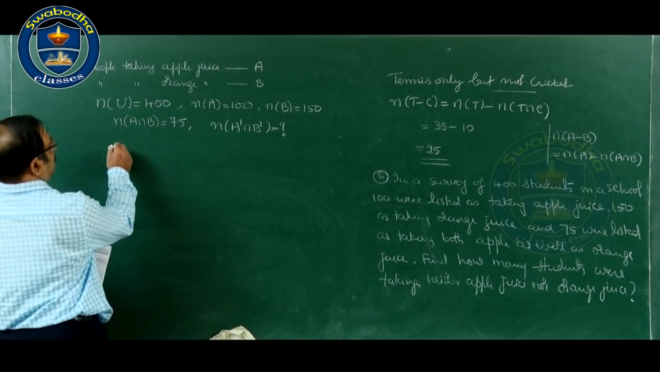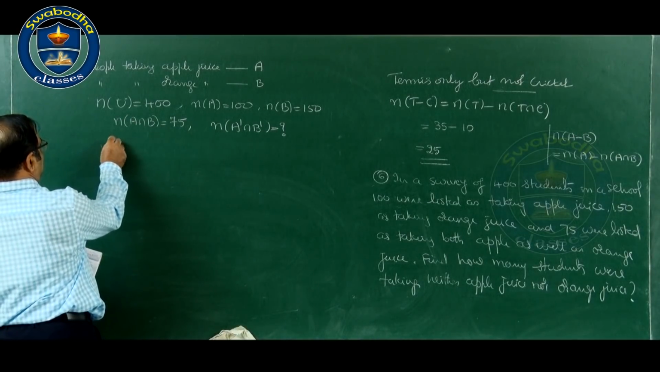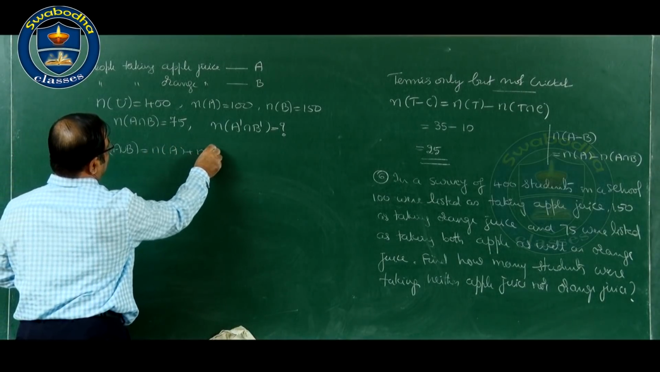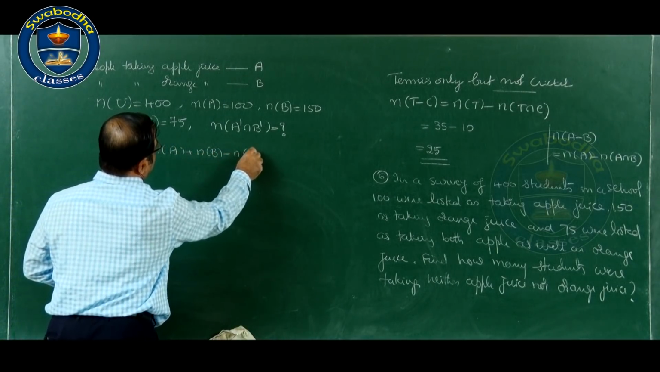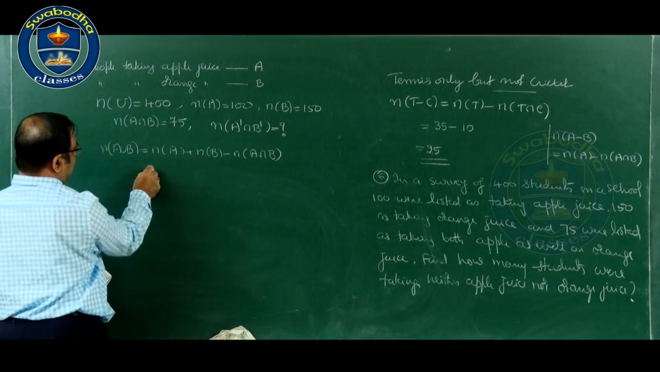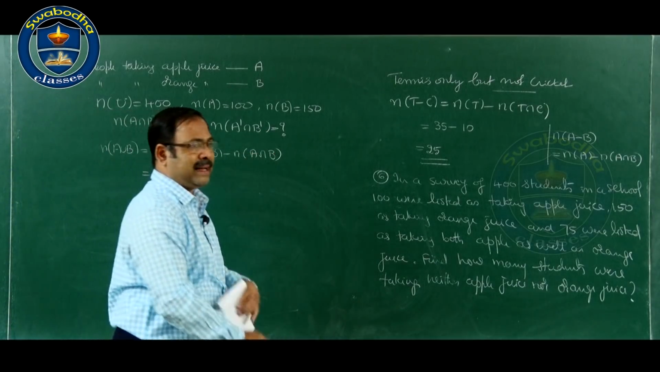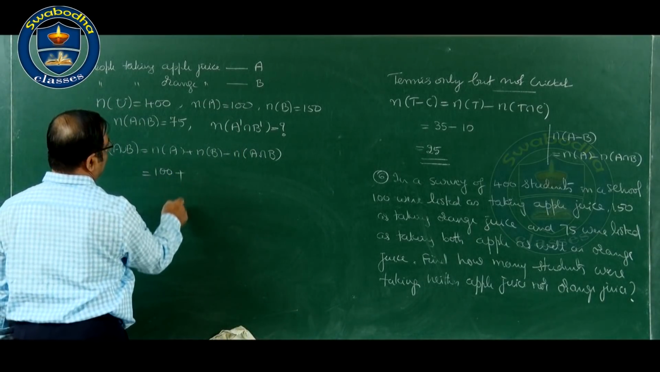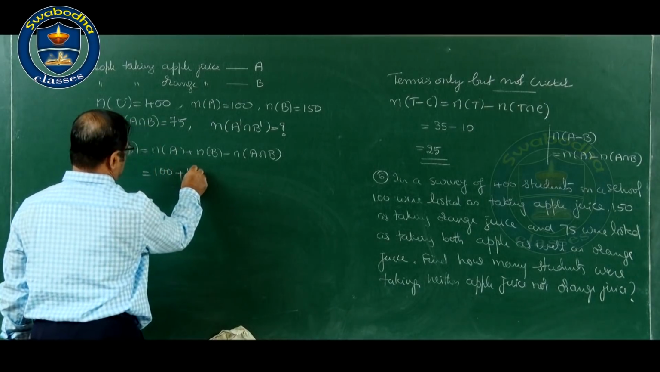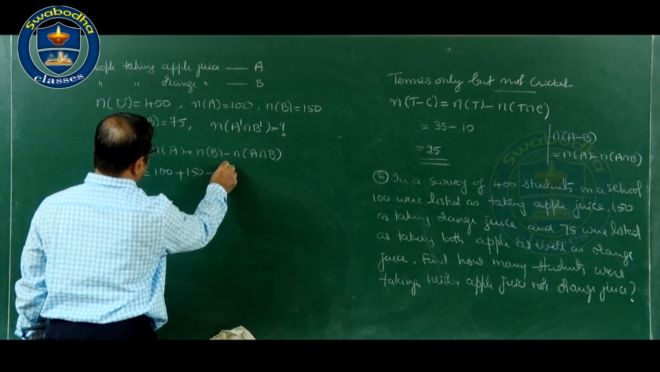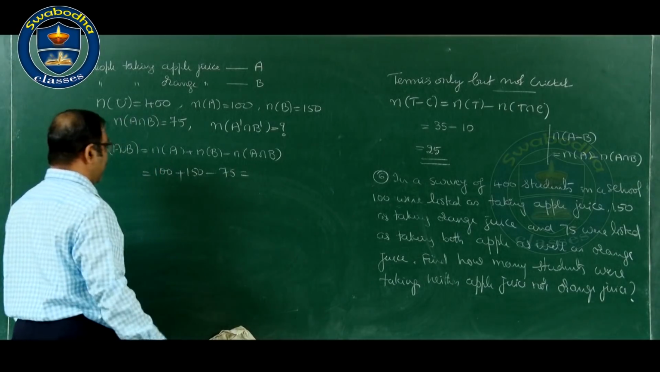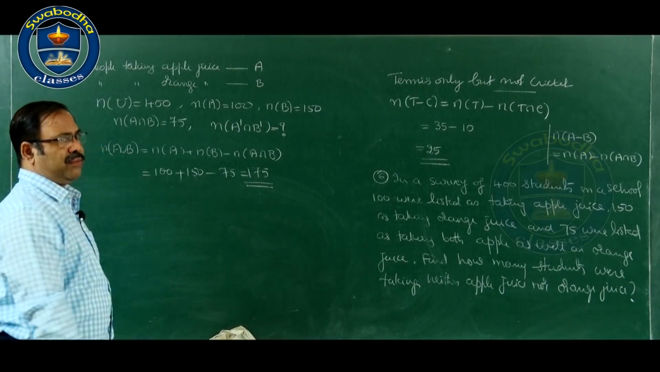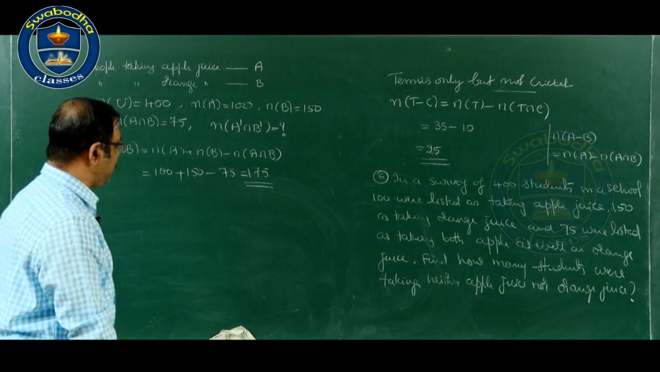First we write N of A union B, that is N of A plus N of B minus N of A intersection B. N of A is equal to 100. N of B is 150. N of A intersection B is 75. So this is 175. N of A union B is 175.